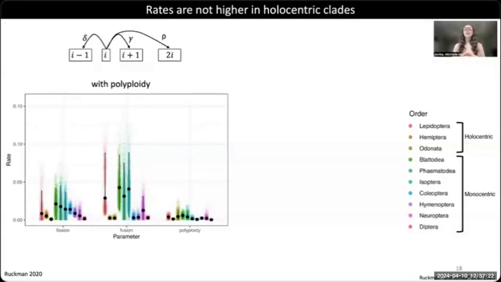And we can begin to notice some patterns in this data, such as Lepidoptera, which is that first bar or order that you're going to see in each rate parameter that's in pink or a fuchsia color. And we see that Lepidoptera has very high rates of fission, fusion, and polyploidy. However, the other 2 holocentric orders, Hemiptera and Odonata, which are directly to the right of Lepidoptera, do not have these high rates. And if we look at the 7 monocentric orders that are to the right of these 3 holocentric orders, we notice that some of these orders also have higher or even equally as high rates as Lepidoptera.